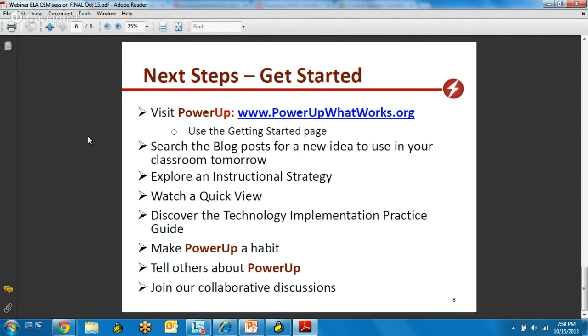We encourage you to make PowerUp a habit for yourself, a go-to place where you can find those quick resources, or if you have the time, to just delve down deeper to do a deep dive into a lot of the critical issues that are addressed on the site. Of course, tell others about PowerUp. We hope that you'll all serve as ambassadors and spread the word. And then join our collaborative discussions. As Judy noted several times, we really look forward to your input, your guidance, your suggestions. Let us know what's working for you. You can communicate with us at powerup@air.org. And let your voice be heard, because PowerUp can only be strengthened by your input.